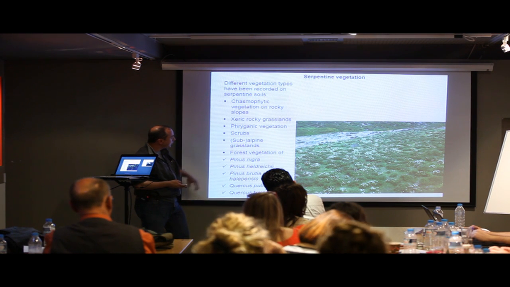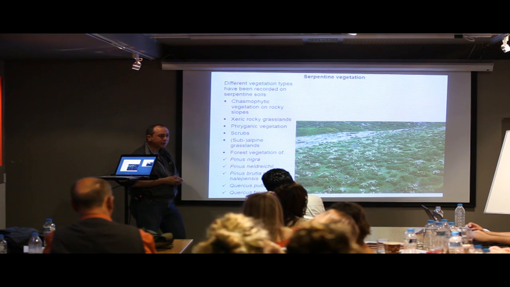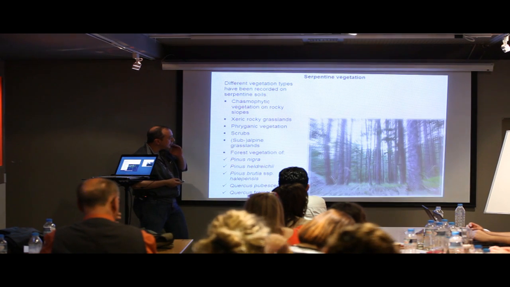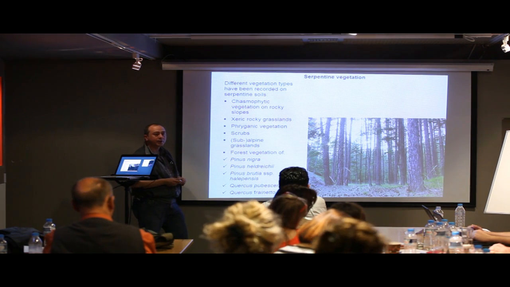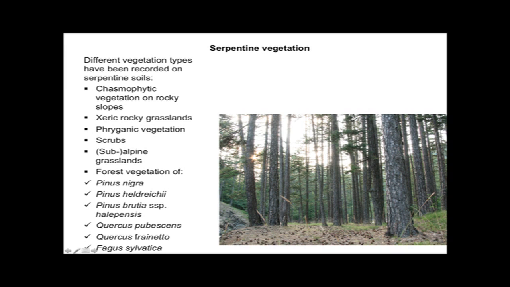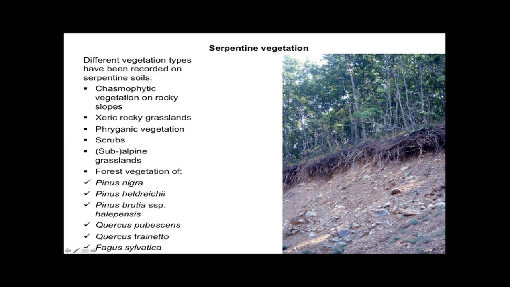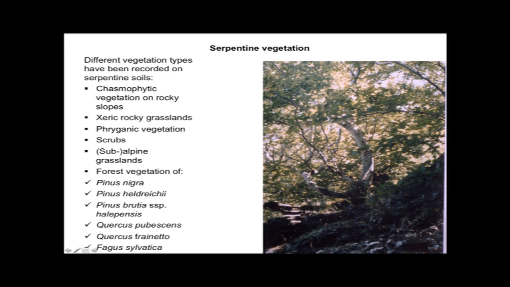but also forest vegetation. Pinus nigra forests are very characteristic of serpentine areas. They form very nice stands in the Pindus mountain range on serpentine areas. Pinus heldreichii is also found on serpentine soils, as well as Pinus brutia subspecies halepensis. We can find also Quercus pubescens or Quercus frainetto forests on serpentine soils, and even, you cannot see it here, Fagus sylvatica forest.